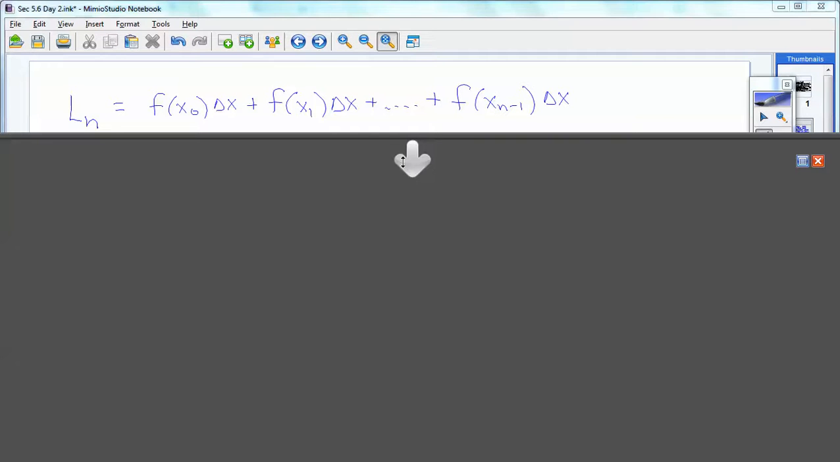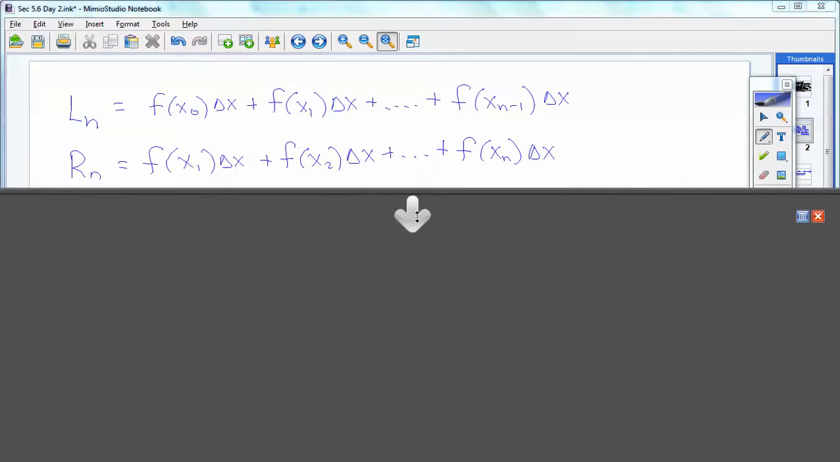And a right edge, of course, is going to start where? Your first right edge is going to be x sub 1. So f of x sub 1 delta x, plus f of x2 delta x, plus dot dot dot, f of x sub n delta x. Now, notationally, that's just a nicer one, right? Because it starts at 1, it ends at n.